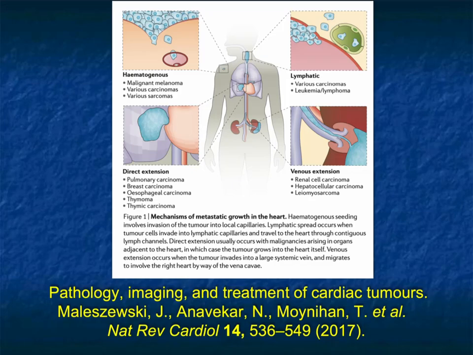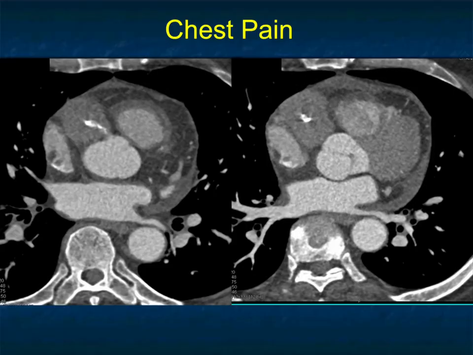In this article by Malzewski, they did a very nice chart showing the mechanisms of metastatic growth in the heart, whether hematogenous like melanoma, or direct extension like pulmonary carcinoma, or venous extension like renal cell, or lymphatic extension like lymphoma, all things we've spoken about, discussed, and in part now will somewhat illustrate.